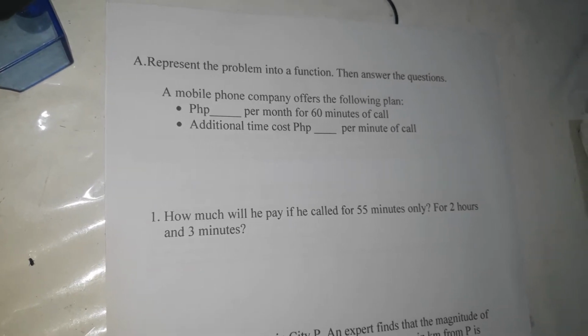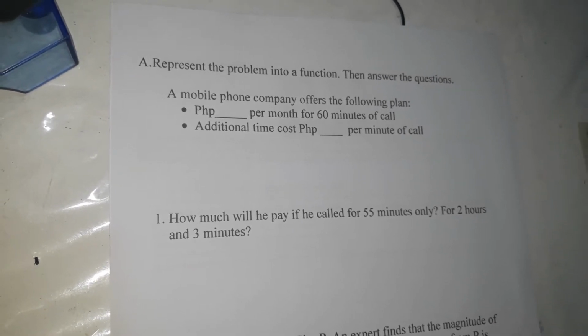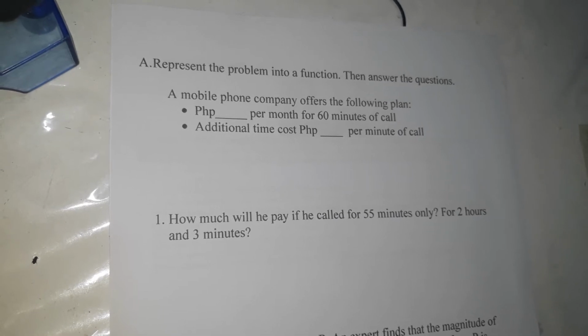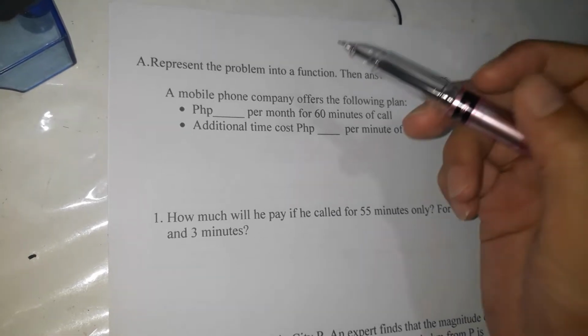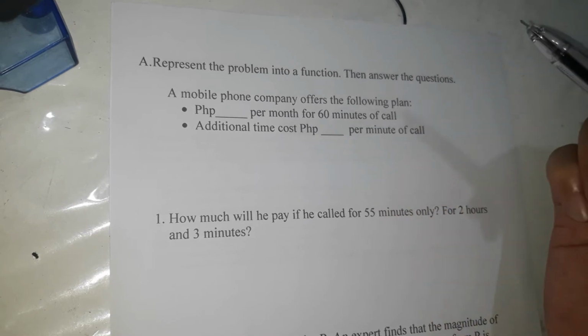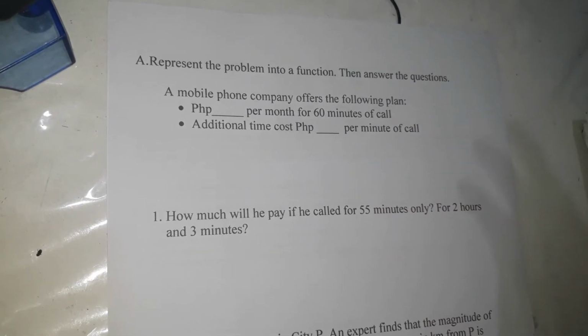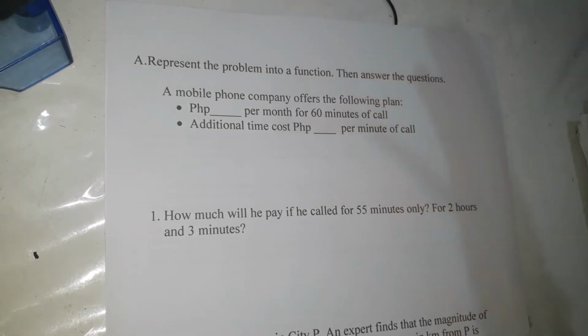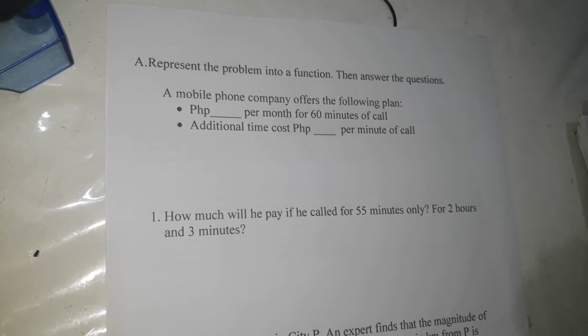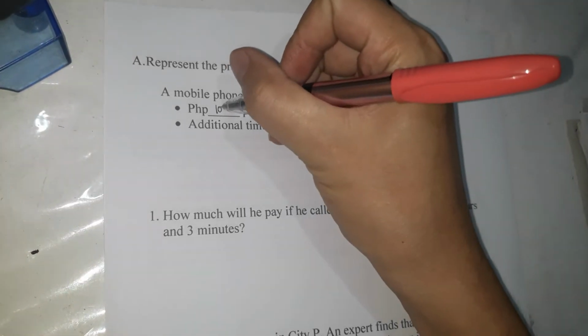So in this way, as you notice, there are blanks. There is no exact amount yet. So what you're going to do is fill in these blanks with your own value. It's up to you what numbers you're going to choose. You can have 60, 50, 40, 30, 10, and so on. But for this problem, we're just going to have 100.